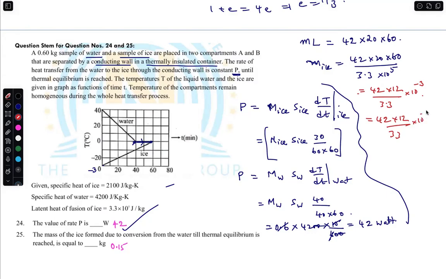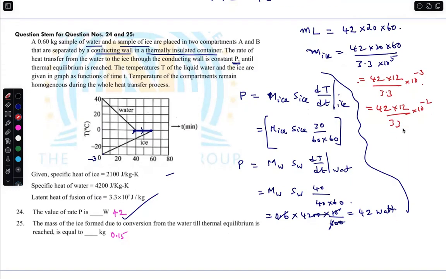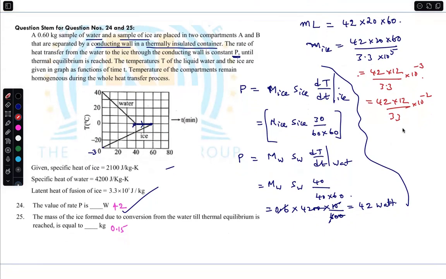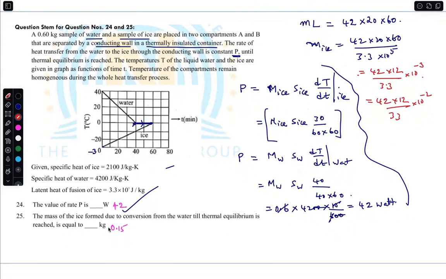You cannot even estimate, because this is, for example, 42 into 12 by 33. You can write it as 10 power -2. Rough calculation, nearly 3 times, 3 means 16 times. So it should be close to 16 into 10 power -2. But you should do the calculation part carefully, else you will find a problem. This can be done, but the problem with this is 2 marks. If you find it time taking, leave that and go for the next question.